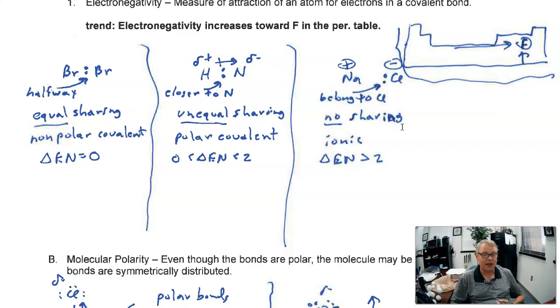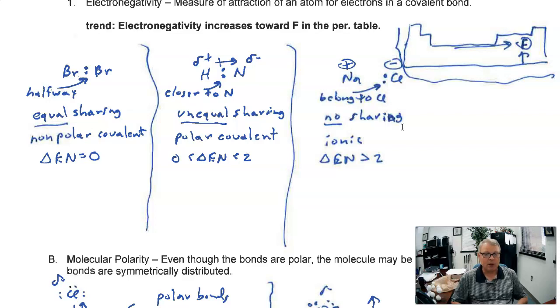The way you tell is you go back and you look at those Pauling electronegativity values. If you subtract those two values and you get a number greater than 2, it's ionic. Okay? That's just the rule, standard. If you get a difference in electronegativity between 0 and 2, then it's polar covalent.